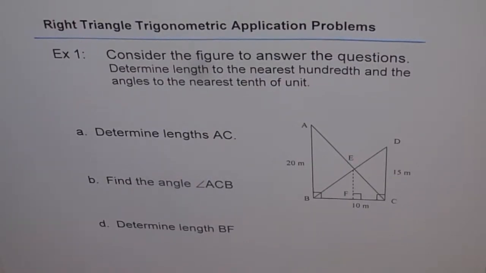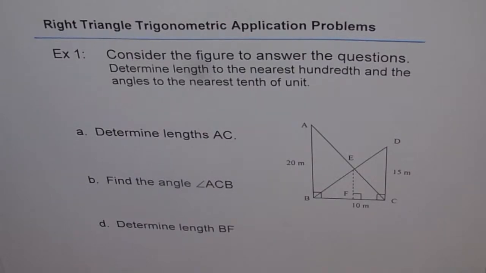Right triangle trigonometric application problems. Example 1. Consider the figure to answer the questions. Determine length to the nearest hundredth and the angles to the nearest tenth of unit. So we are given a figure here. Determine length AC. So AC is this length which you need to find. Find the angle ACB, that means that angle, and determine the length BF. So B to F is this length, is what you need to find.